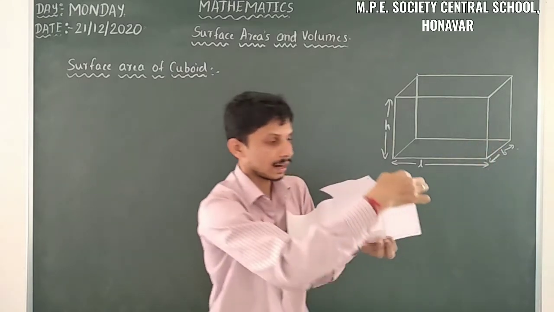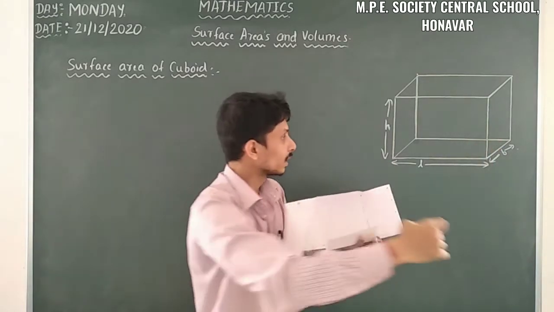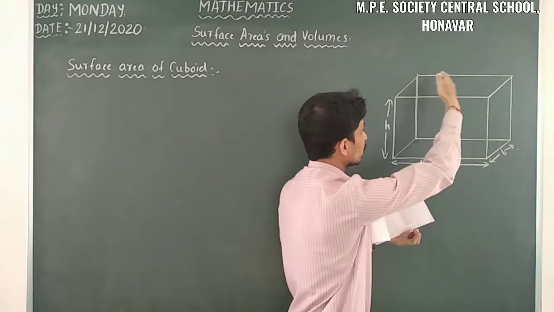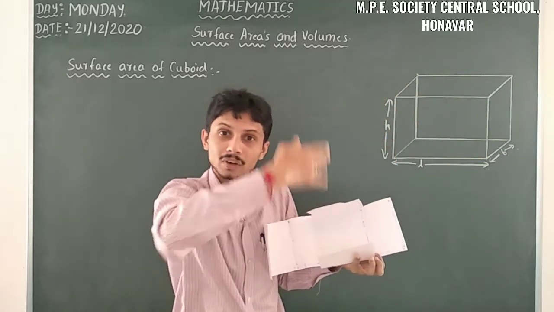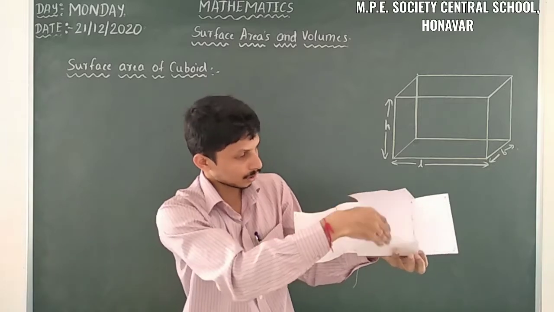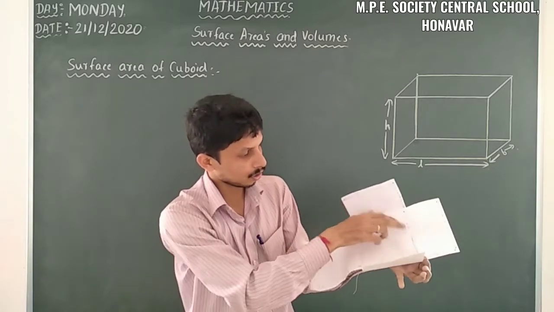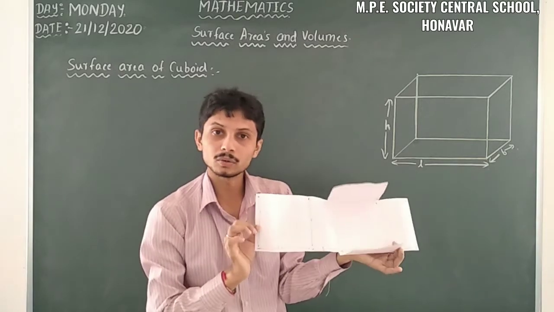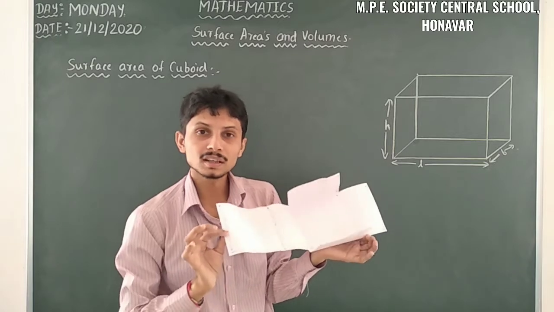This is a breadth and this part is a height, and whatever vertical lines we have, that one is a height only. Just observe, all the vertical lines I have mentioned are height only. So this is the case.